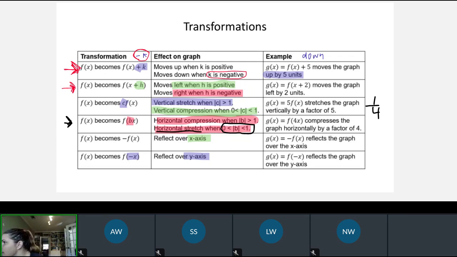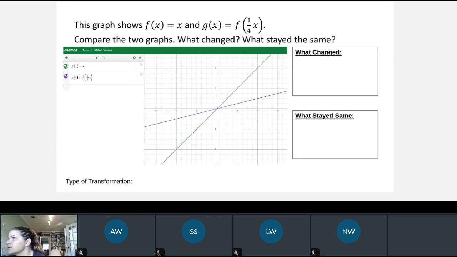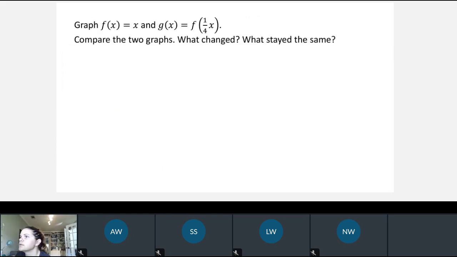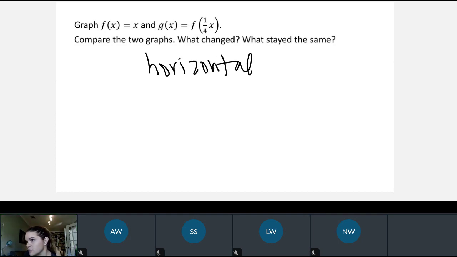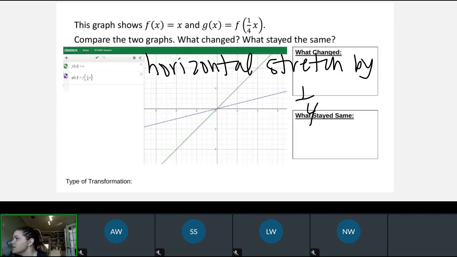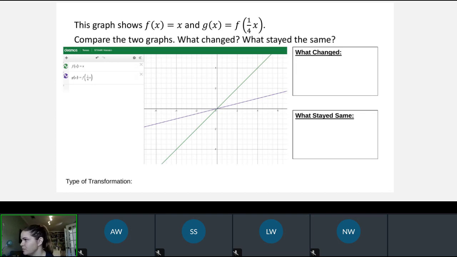Okay, so we're going to go back. And this actually does, let's see, horizontal stretch. This actually does change the slope because it's the number in front of x. See how it's horizontally stretched. So the line is flatter. Okay, so the slope has changed, but the y-intercept does not.